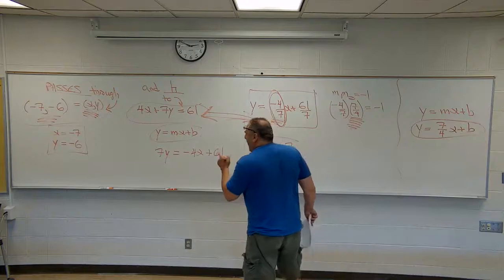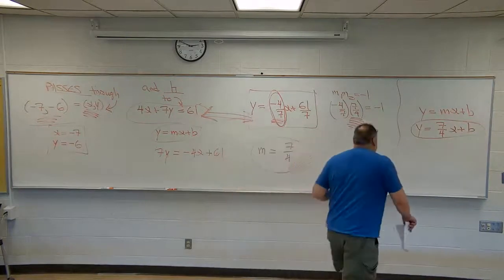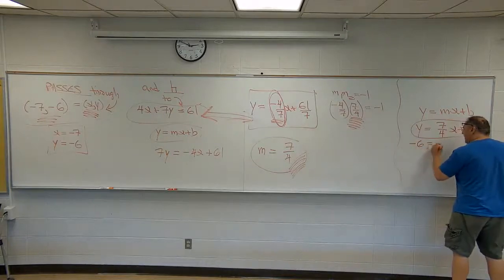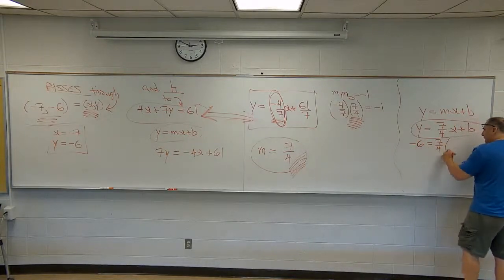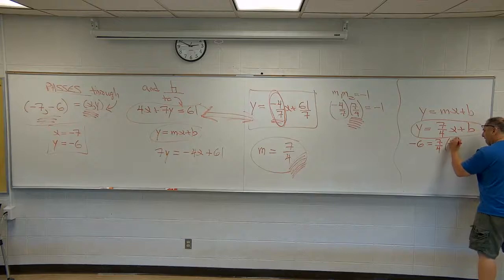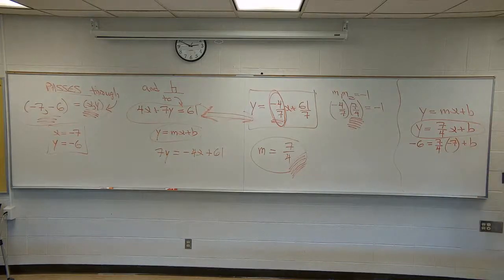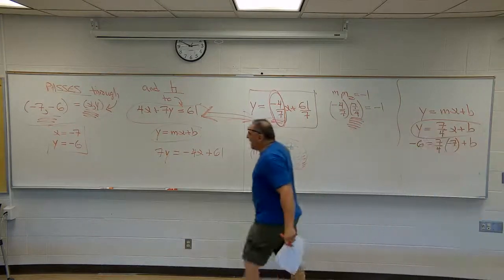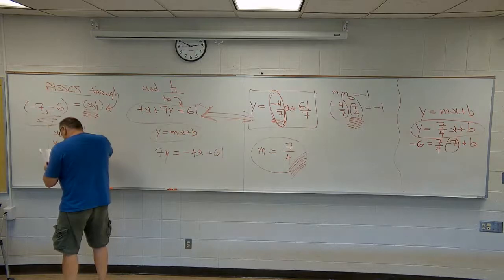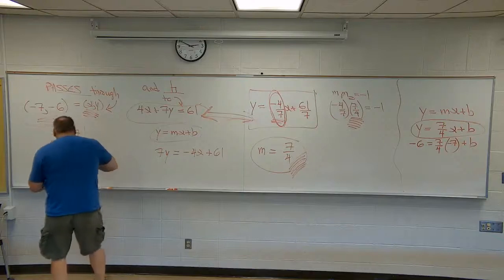Let's put x equals negative 7, y equals negative 6. Y is negative 6. X is negative 7, so we can call it negative 7 over 1, or just negative 7. That don't matter much. Again, x is negative 7, y equals negative 6.